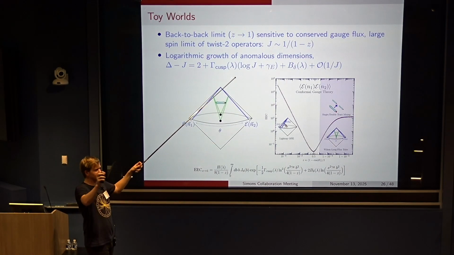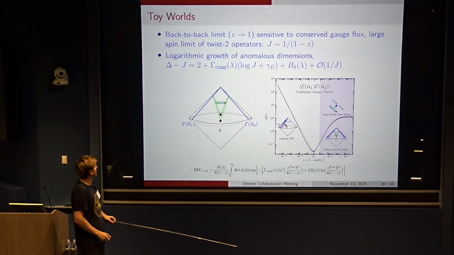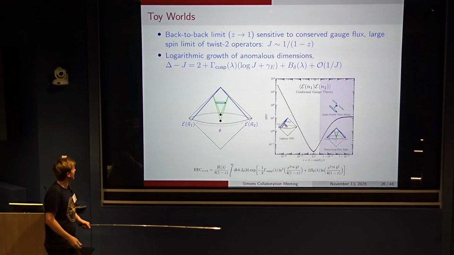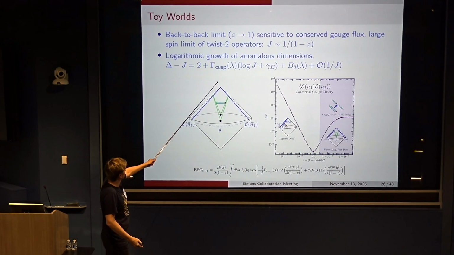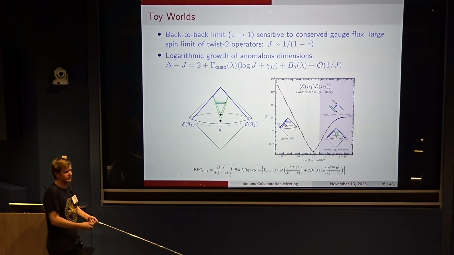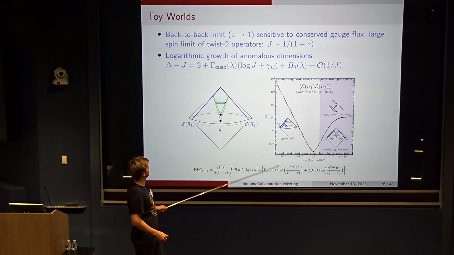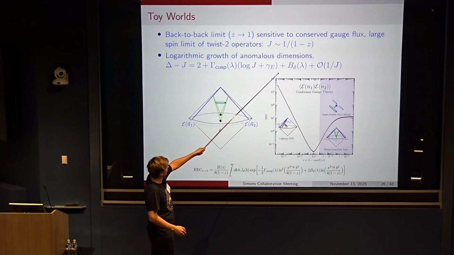In the opposite limit, in a gauge theory, something much more interesting happens. As I try to bring these two detectors apart, I have some long-range conserved gauge flux, which has a very interesting characteristic behavior in gauge theories, in particular a logarithmic growth of the anomalous dimensions as a function of spin. If you work out what is actually probed in this, and I won't go through it in detail, you're essentially probing a value of the spin that goes like 1 over 1 minus z.